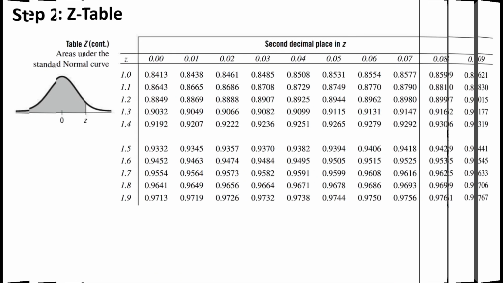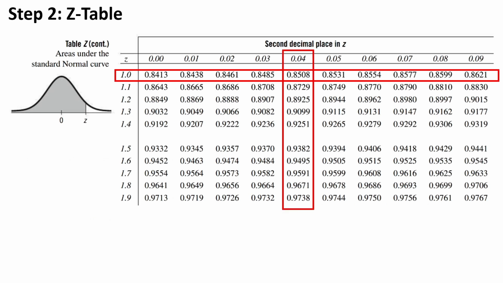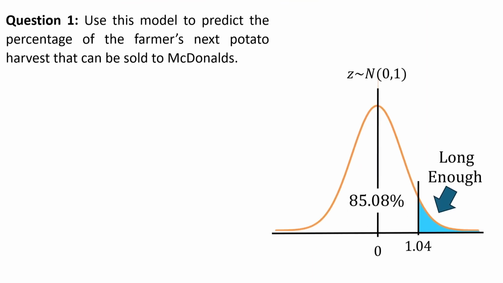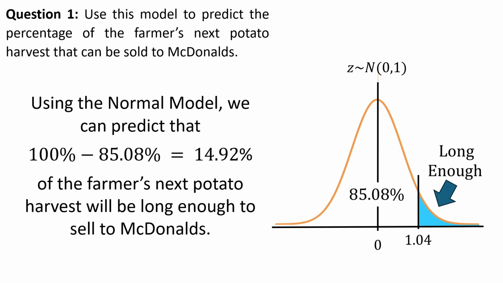So we go to the Z table. For 1.04, we see that the area to the left of our Z score is 0.8508, so the area to the right is 1 minus that. The proportion of potatoes that are big enough then is 14.92%.